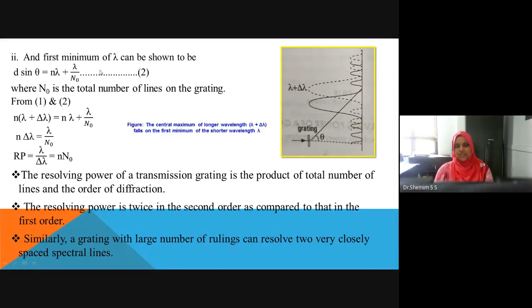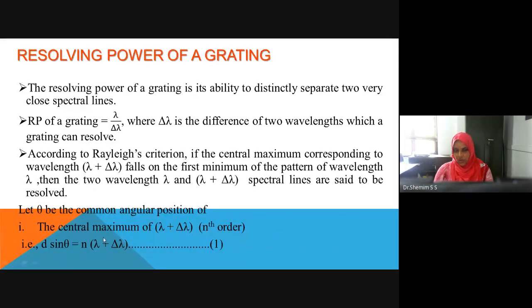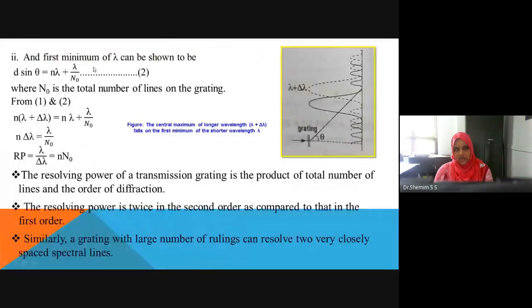The derivation of this equation is not needed. So you take the equation d sine theta equal to n lambda plus lambda by N0, where N0 is the total number of lines of the grating, as the condition for first minimum of lambda. So these two should coincide. The central maximum of this one and the first minimum of the second one should coincide.